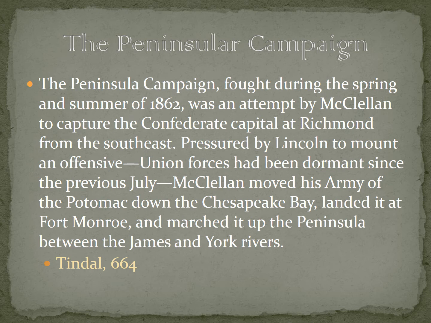And basically McClellan's objective is to capture Richmond and ultimately, hopefully, cause the Confederacy to stumble and to back off. Tyndall writes, "This bold move put the Union forces within 60 miles of the Confederate capital. Thousands of Richmond residents fled the city in panic, but McClellan waited to strike, failing to capitalize on his advantages."